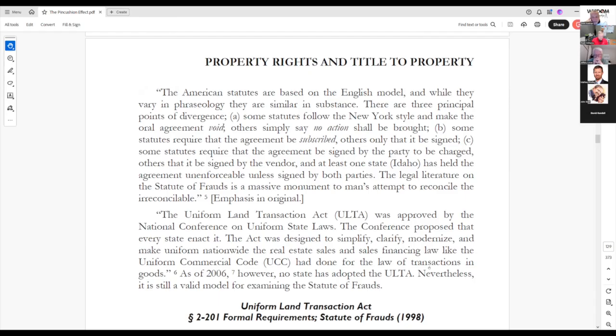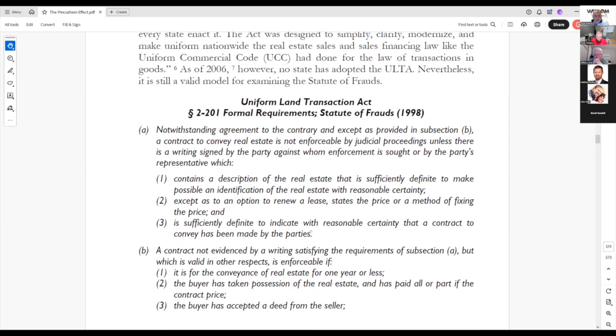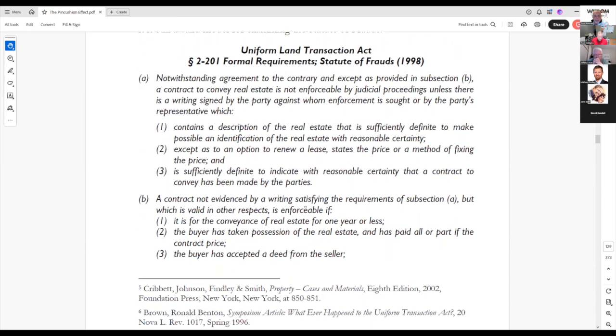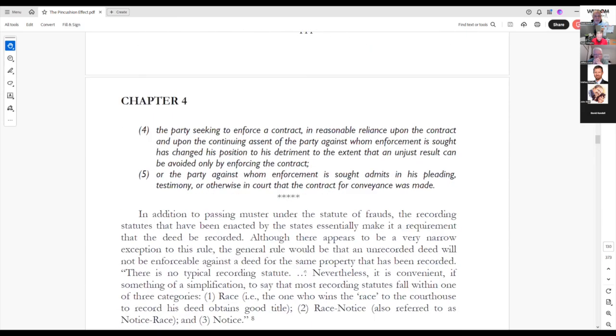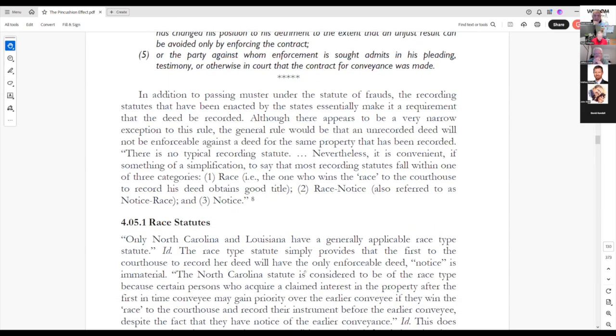And then jump into the end of this little section. I'm just going to read through all this to keep us moving, but it says, in addition to passing muster under the statute of frauds, the recording statutes that have been enacted by the states essentially make it a requirement that the deed be recorded. Although it appears to be a very narrow exception to this rule, the general rule would be that an unrecorded deed will not be enforceable against a deed for the same property that has been recorded.